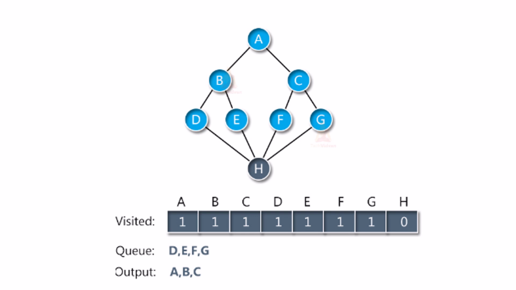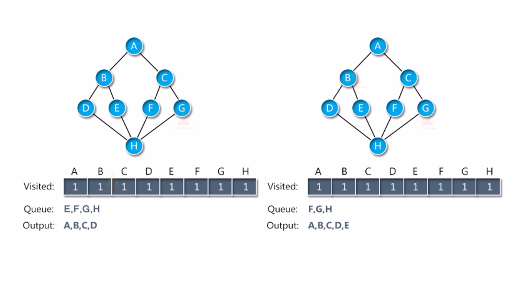Now remove D from the queue and mark all the neighbors of D as visited. So now D is removed from the queue and added into the output. The neighbors of D are only H. So it is also marked as 1 and also inserted into the queue. Now remove E from the queue and mark all the neighbors of E as visited. So there are no new neighbors. So E is simply removed from the queue and added into the output.